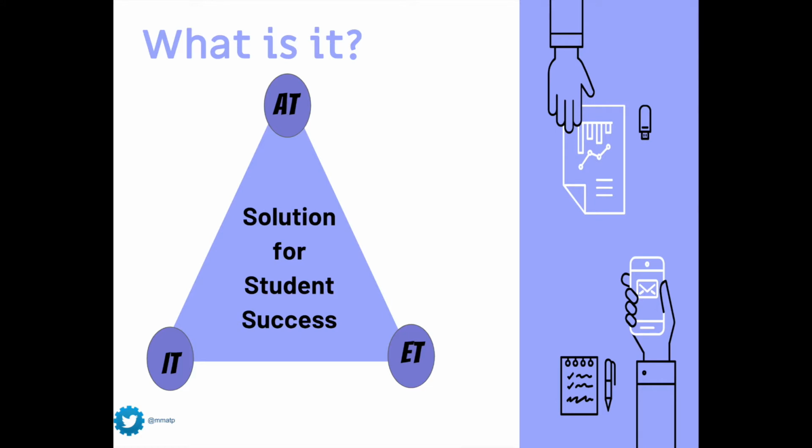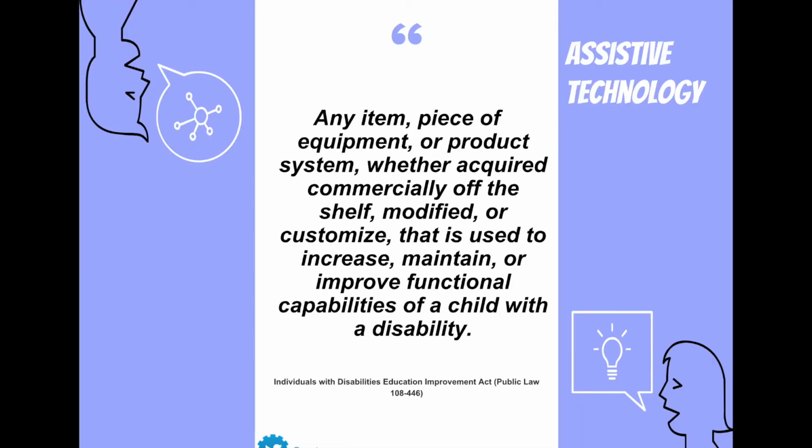In our world of technological advances, it can be somewhat confusing as to what a tool or device falls under. Is it assistive technology, educational technology, or information technology? Remember that assistive technology is any item, piece of equipment, or product system, whether acquired commercially off the shelf, modified, or customized, that's used to increase, maintain, or improve functional capabilities of a child with a disability.